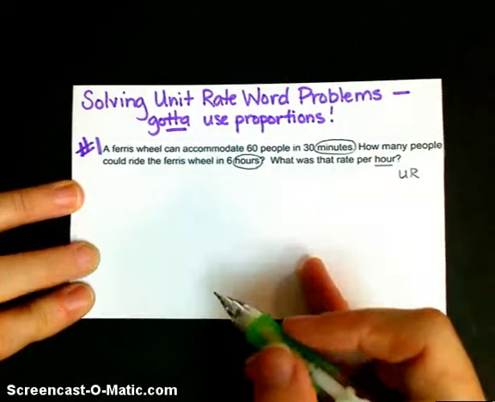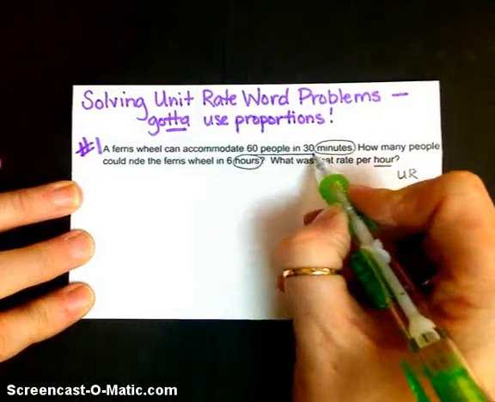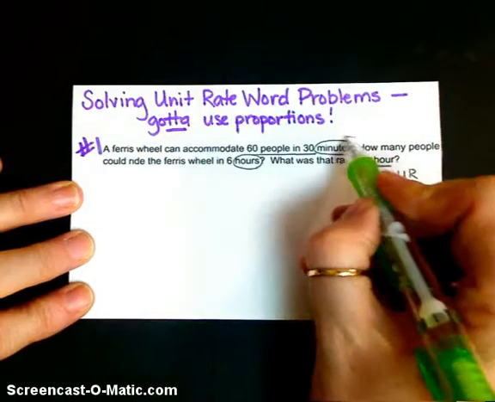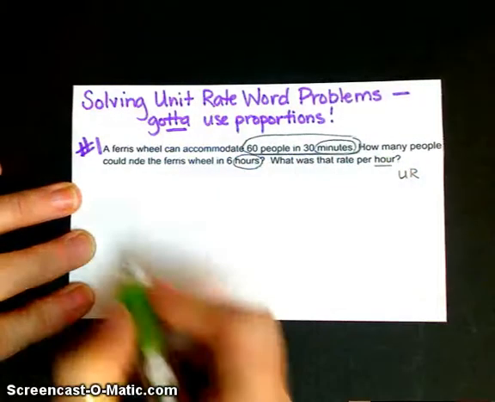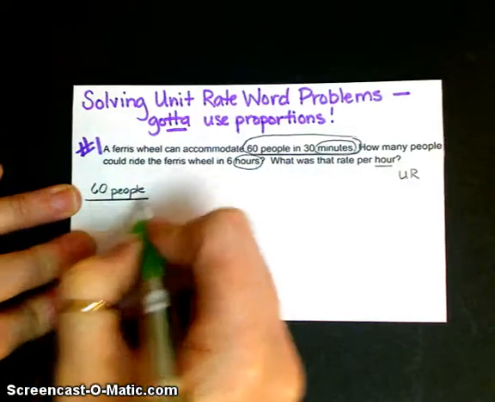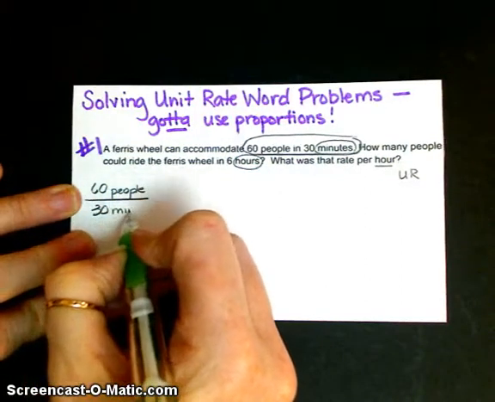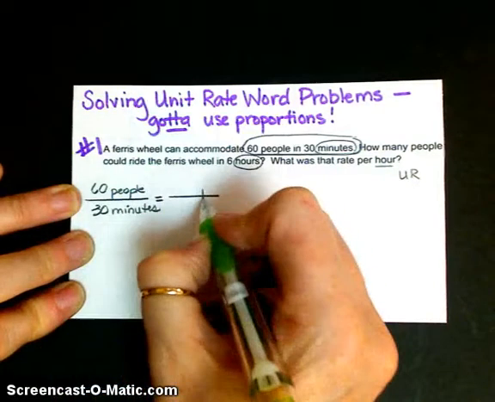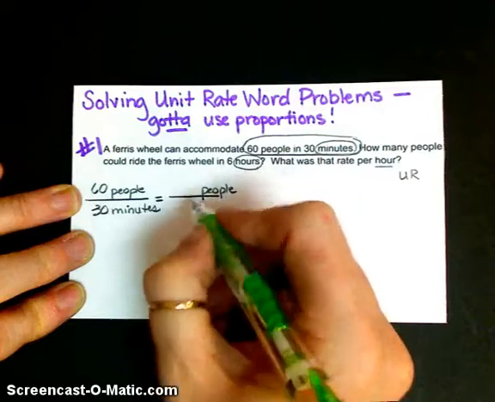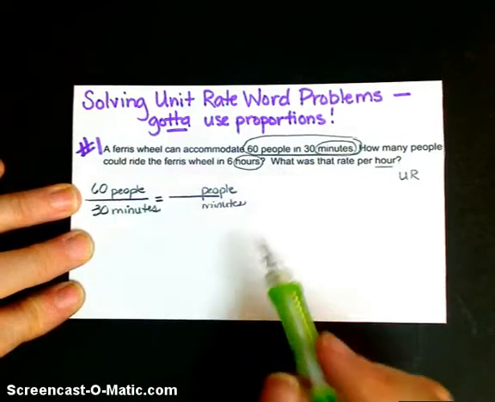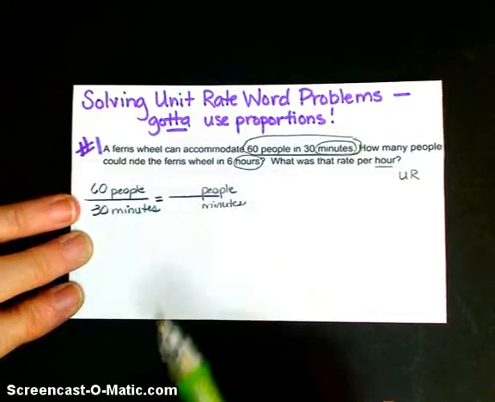This says a Ferris wheel can accommodate 60 people in 30 minutes. How many people could ride the Ferris wheel in 6 hours? Well, since these go together, this is going to be our initial rate. 60 people over 30 minutes. We have to make sure our labels match exactly. They cannot be in different units. And because we had a unit of time, it goes on bottom.